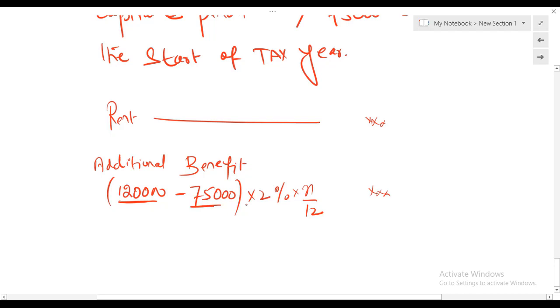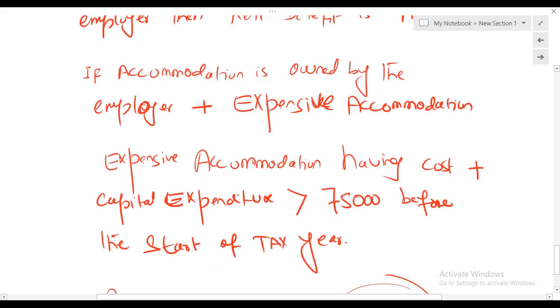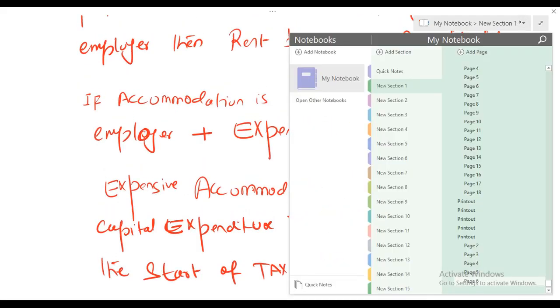N upon 12 is only applicable when the employee was not having this expensive accommodation throughout the tax year. Then the additional benefit is going to be time apportioned. Obviously, the rent benefit will also be time apportioned if the accommodation was not given to the employee throughout the tax year. So let me tell you a few more things relating to this expensive accommodation.